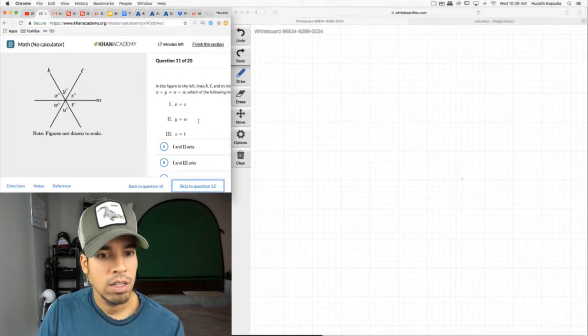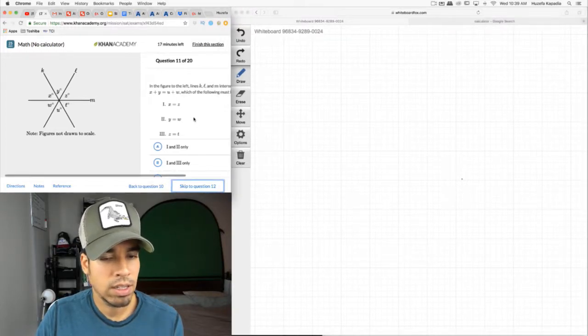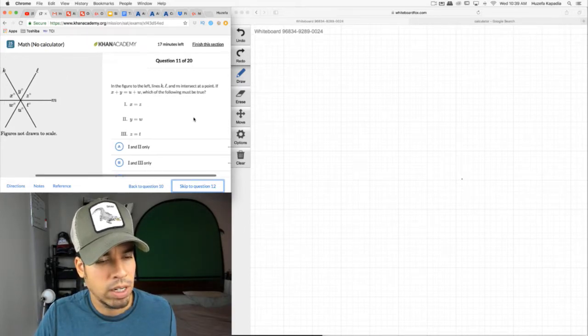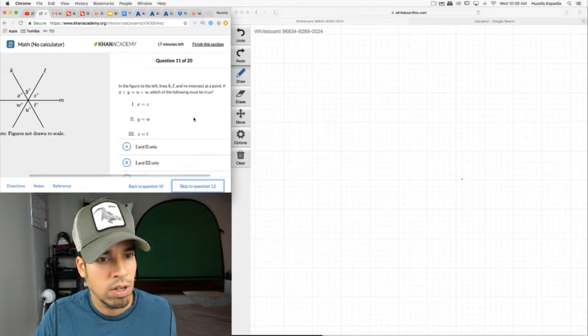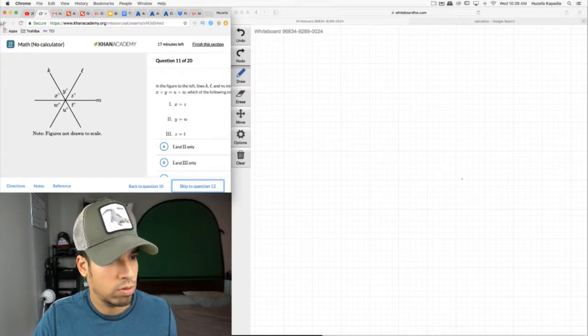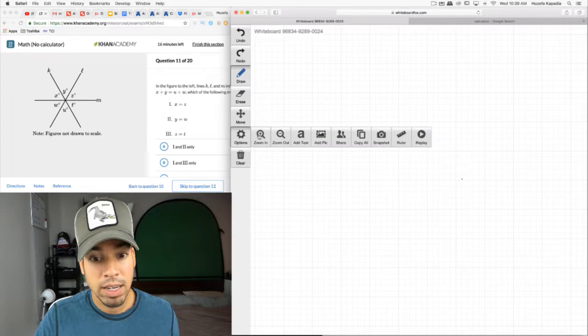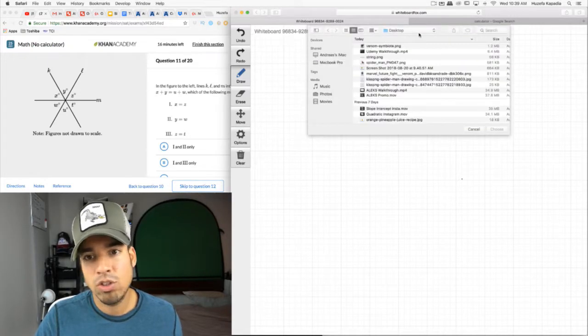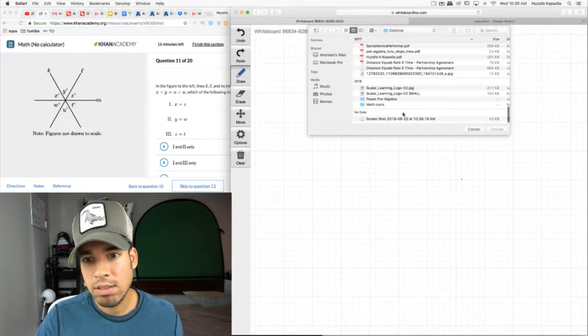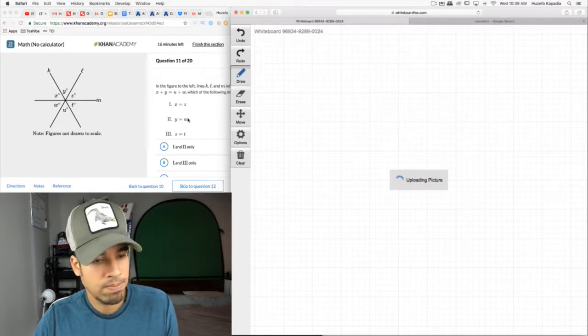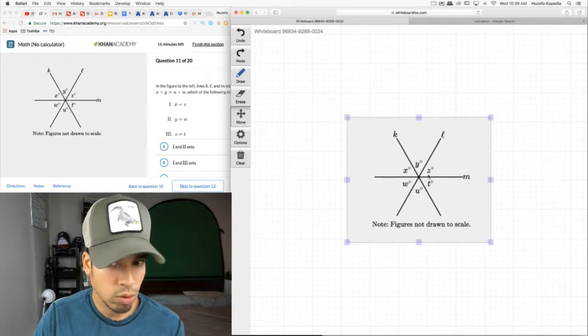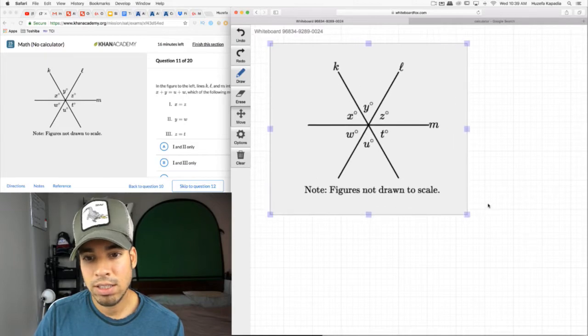Okay, next. In the figure to the left, lines K, L, and M intersect at a point. If x plus y and u plus w equals u plus w, which of the following must be true? Okay, let's move this here. And it says right there, figure not drawn to scale. So that's definitely something to keep in mind. We don't want to assume it, because they look like they're all equal, but essentially they're telling us that they're not.